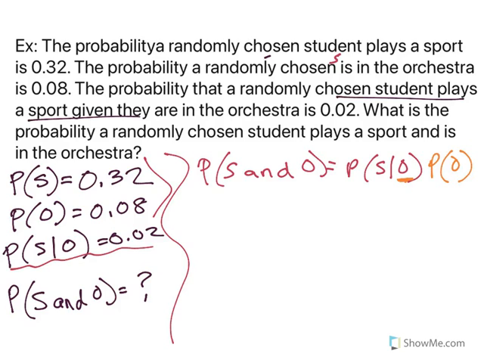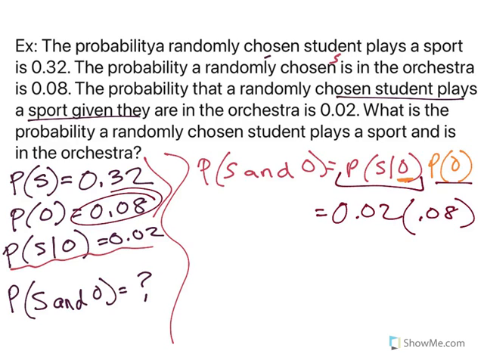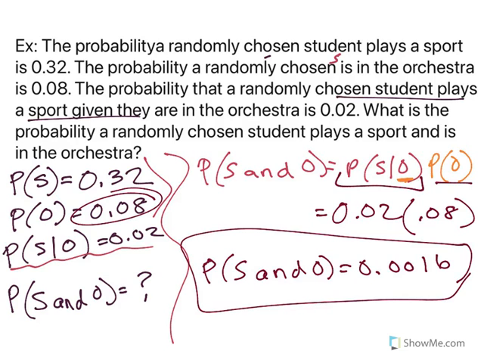Okay, let's plug in what we know. So I know that sport given orchestra is 0.02, and I know the probability of orchestra is 0.08. So when I multiply those together, the probability of sport and orchestra is 0.0016. Write it down, see what you have, plug in what you know. It'll make it easier.